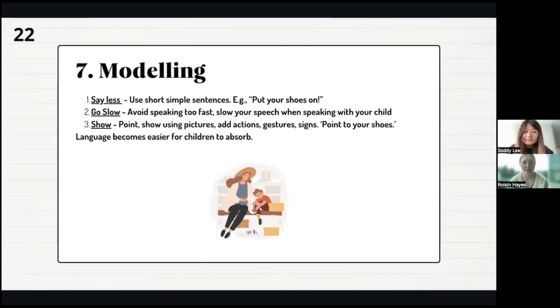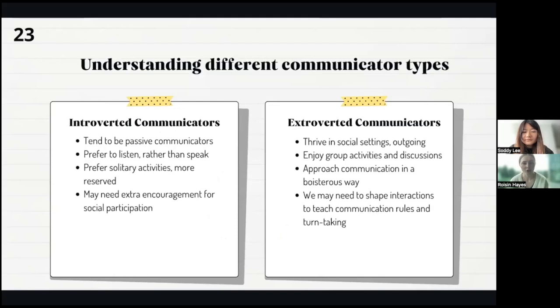We know that there are different types of communicators. Whether they are more introverted or extroverted, you can employ language stimulation strategies that are suited to the child and will support their language development. So, introverted students tend to be more passive communicators and prefer to listen rather than to speak. They are individuals who may prefer solitary activities, tend to be more reserved, and may require additional encouragement to participate in social interactions. Whilst extroverted individuals thrive in these social settings, they're outgoing and often enjoy group activities and discussion. They may approach communication in a more boisterous way.